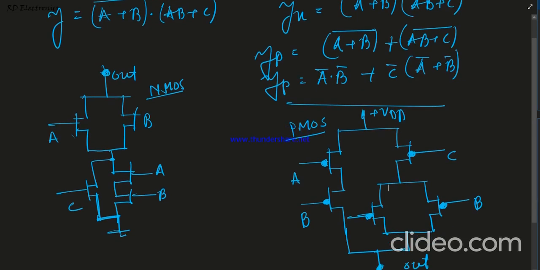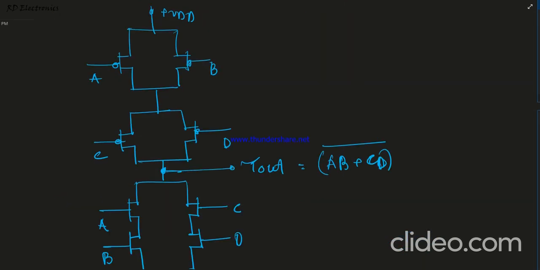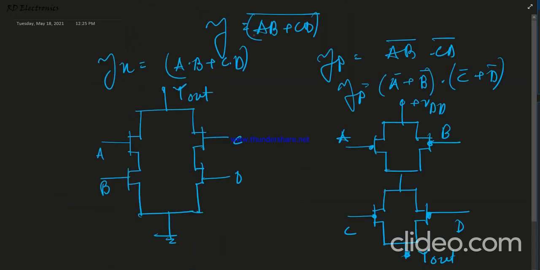Okay, so now we study lots of things. This is about another logic, Y equals (A dot B plus C dot D) whole bar. So what is the NMOS equivalent network? Just the uncomplemented form, A dot B plus C dot D. What is the PMOS equivalent network? Just apply De Morgan's theorem. So Y equals (AB plus CD) whole bar, that means (AB) bar dot (CD) bar. Again applying De Morgan's, (A dot B) whole bar equals A bar or B bar, and (C dot D) whole bar equals C bar or D bar. So therefore this is the equivalent network.